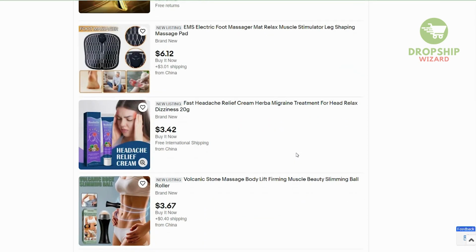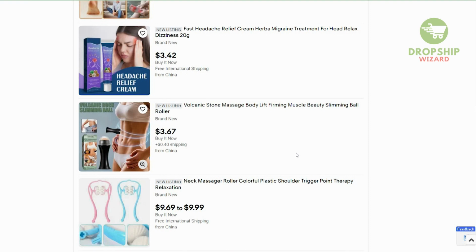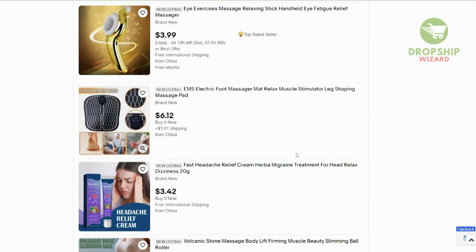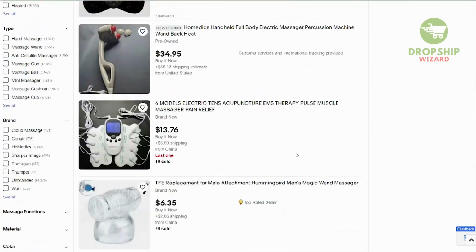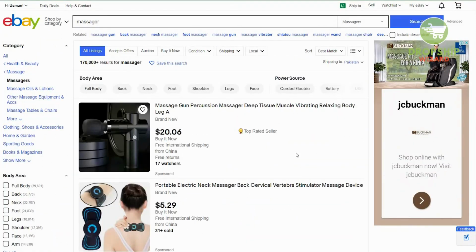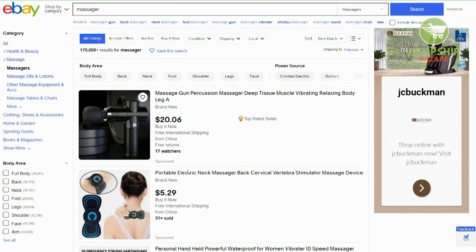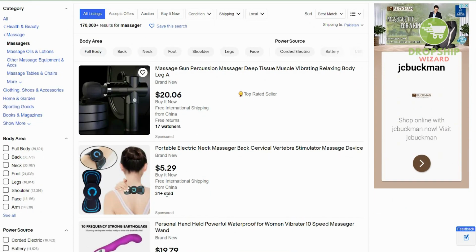And especially with Christmas just around the corner, you want to make sure that you select the right product for your customers and the audience that comes to your store. And once you do that, you'll be able to enhance your shop and take it to the next level. Now, we're looking at eBay and all these amazing products that are available for $20, with 17 watchers, and $5.29.